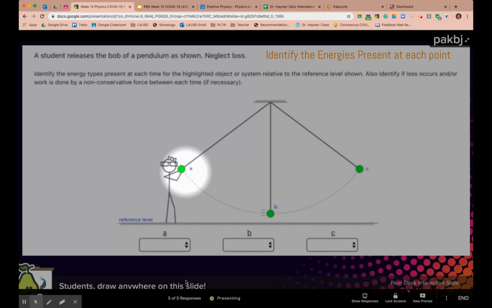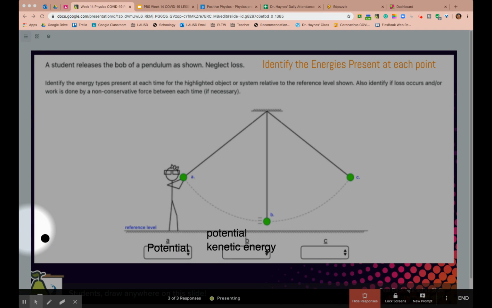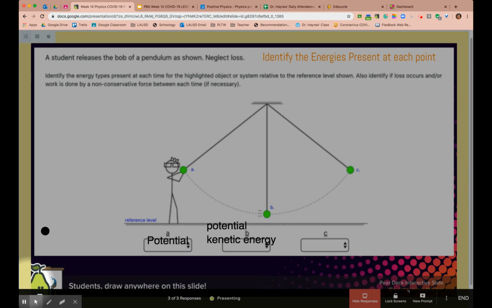Actually, let me share this slide that someone was working on. They had all of them on for a second. Here we go. So over here, someone wrote potential, and they wrote potential and kinetic energy here. And I believe here you would have potential energy. Good, good, good, good. All right, let's try another example.